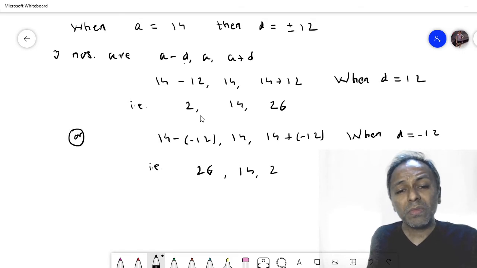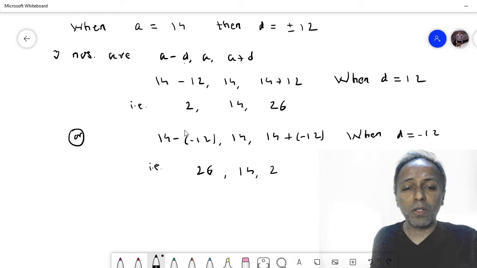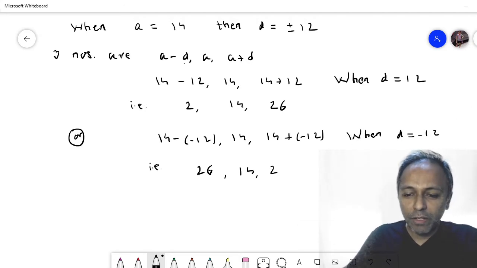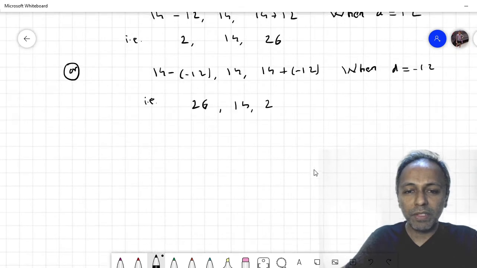Usually, you are also able to observe here that the reverse order of 2, 14, 26 is 26, 14, 2. That was expected because d is once 12 and once minus 12. This was not asked. This was additional information that we have given to them.